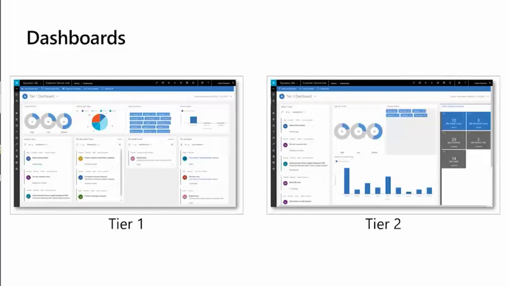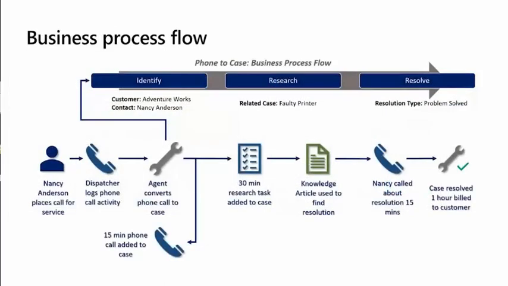Now, I want to look very specifically within the flow. So we looked at a full view of what a customer service business flow may be, but let's just look at what it would look like from a phone call standpoint and how these dashboards can actually help your customer service agents respond to that. So here we have Nancy. Nancy Anderson is placing a call for service. So a dispatcher is going to log the phone call activity, and that phone call activity is going to get sent to an agent who's converting it to a case.